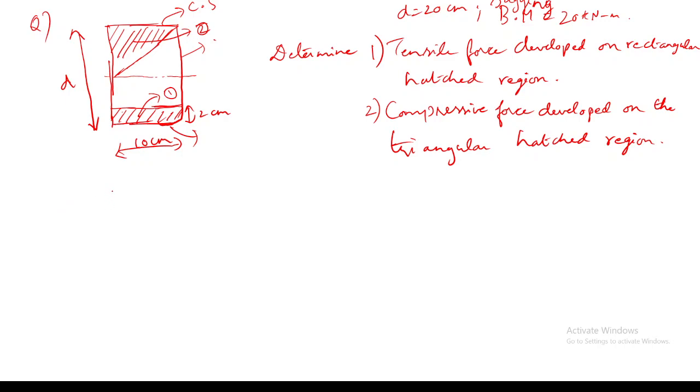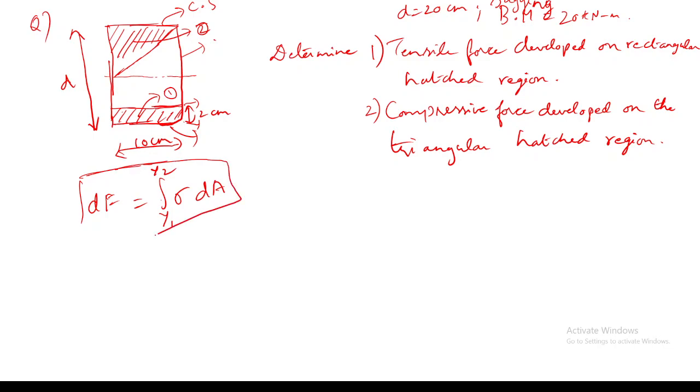So the method is like this. Whenever they ask to find the tensile force or the shear force by giving the cross-sectional area and the stress, you can always use this method. The elemental force dF is equal to sigma into the elemental area dA, and you integrate it from the limit y1 to y2. This is the basic concept.